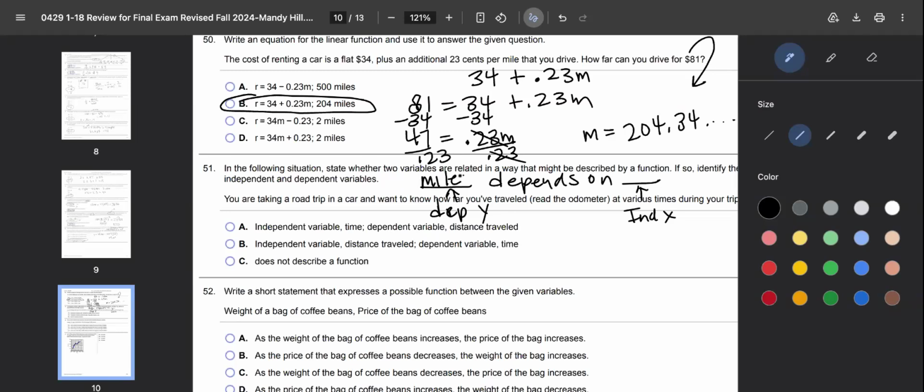The miles depend on the time, and time is almost always independent. And so that may help some of you if you knew that time is almost always independent. So it should be A. The independent variable is time, and the dependent variable is the distance traveled. I just called it miles, but the same thing.